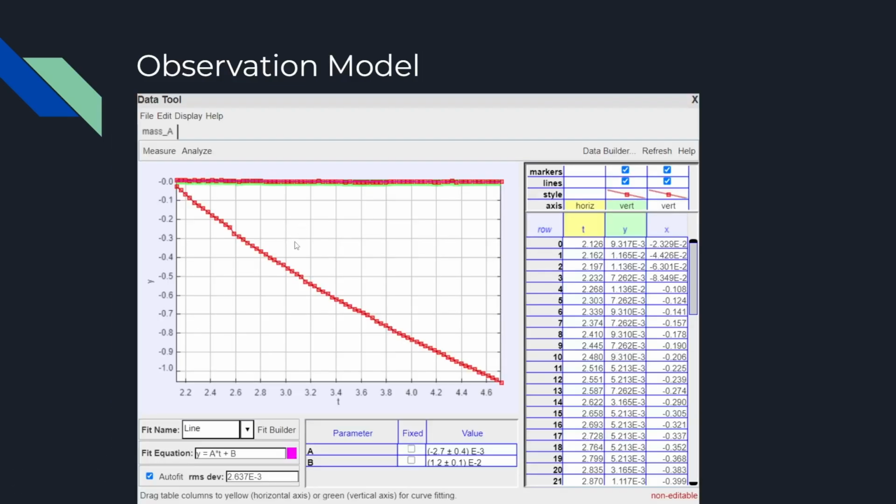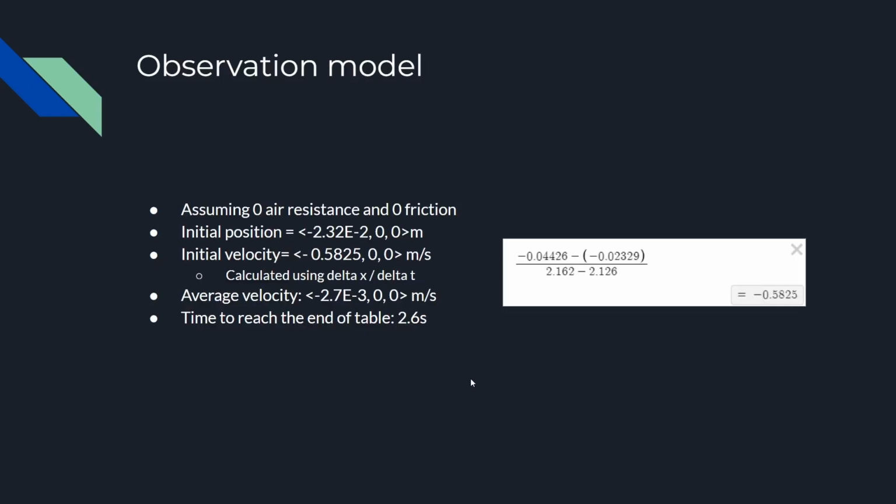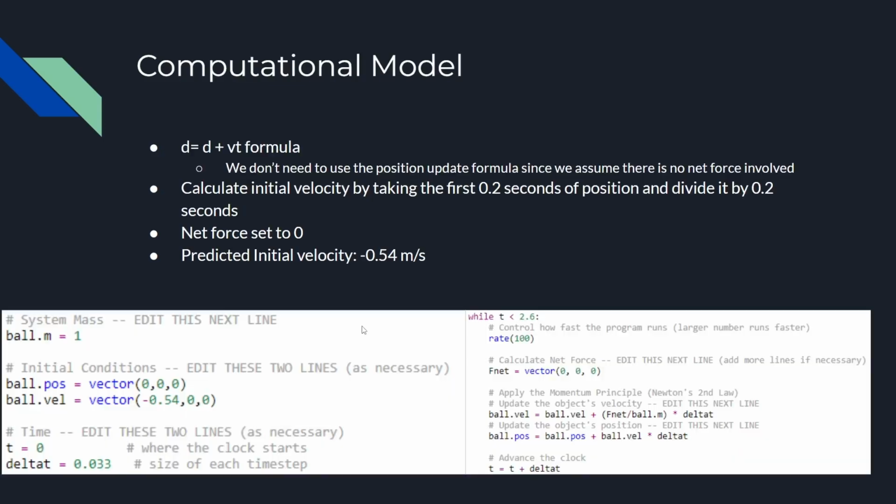So here's a graph of my observation model. As we can see, it is going in the negative x direction, and it has a relatively constant velocity. Here are some calculations of my observation model. We assume that there is 0 air resistance and 0 friction. The initial position is this. The initial velocity is calculated using delta x divided by delta t of the first two data points in my Tracker, and the time to reach the end of the table is 2.6 seconds.